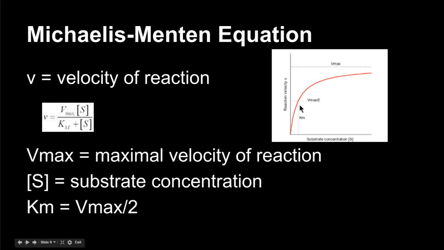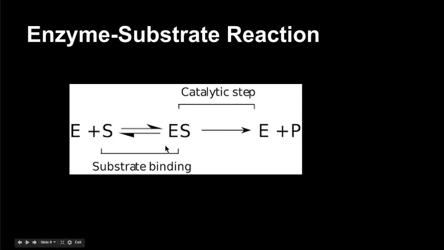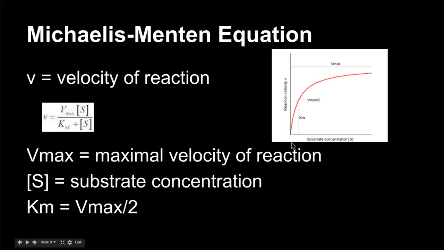And you can see if you have a low Km, that means that you can reach half of your maximal speed very easily. So in other words, let's go back to the previous slide. If you have a low Km, you can very easily get to your products, right? Because if you have a low Km, that means that the substrate concentration at which you reach this Vmax over 2 will be very low.